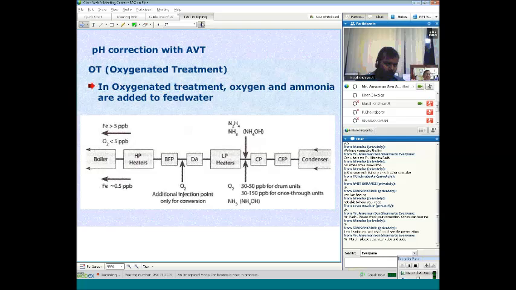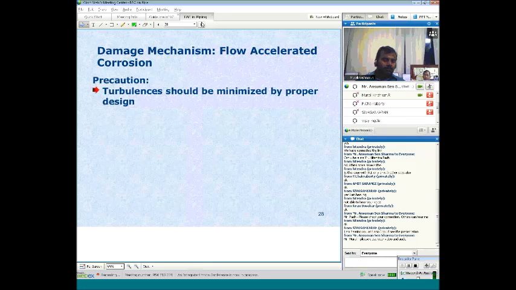Okay. Now, if I continue with the precautions, turbulence should be minimized by proper design. Now this is something which cannot be done afterwards. It is during the design consideration only that you have to take into account that you have to reduce the turbulence. You have to reduce the turbulence here.